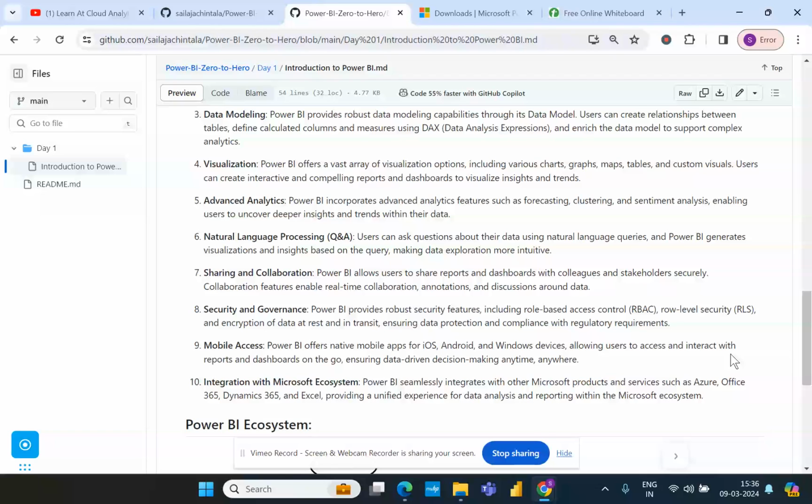That would lead to a lot of issues within the organization. So it's quite important that whatever data we are publishing openly on the web, we make sure it has robust security and governance added to that particular technology. As part of that, there are different features included, like row level security, encryption of data at rest and in transit, and providing all the compliance and regulatory requirements that an organization needs.